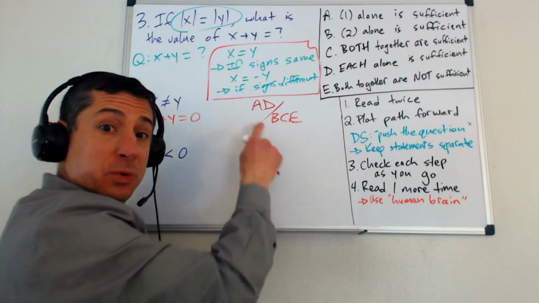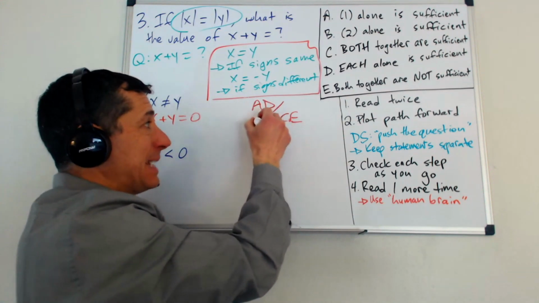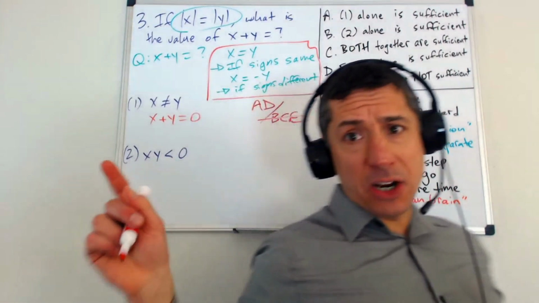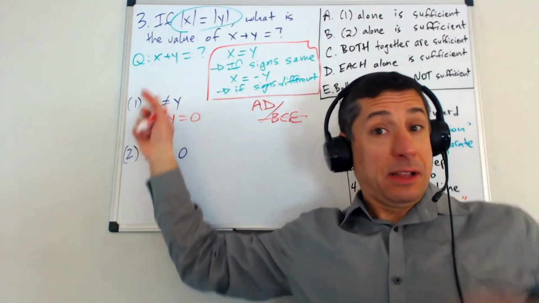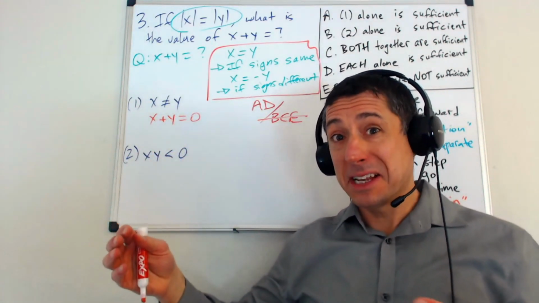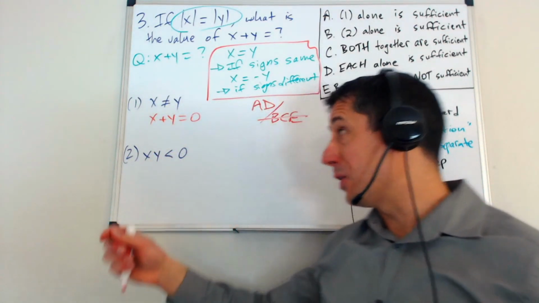So if that's true, we can cross out B, C, E. Answer has to be either A or D. Cross all this out. Now notice it is remarkably easy here to just be dismissive and say, well, x is not equal to y. That doesn't tell me anything about the actual value. Fair enough. It doesn't tell us the value of x. It doesn't tell us the value of y.